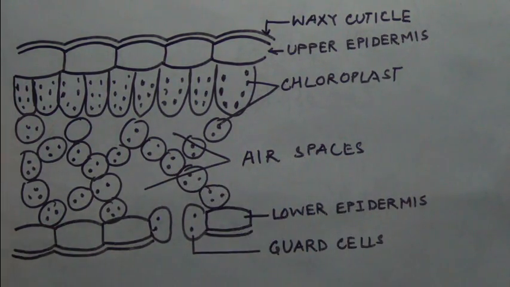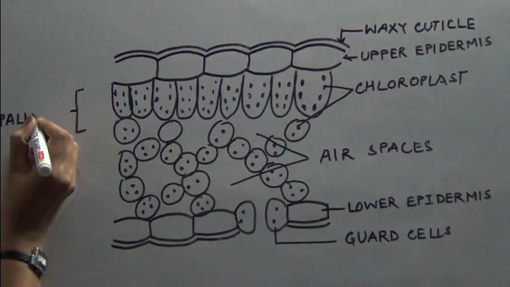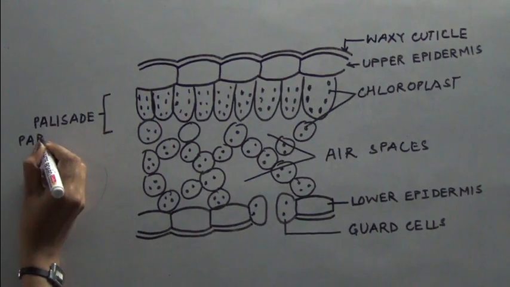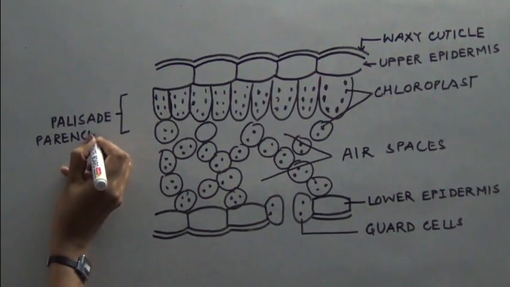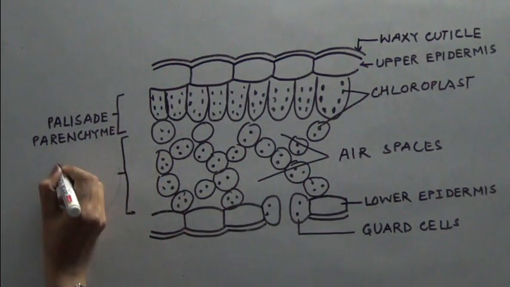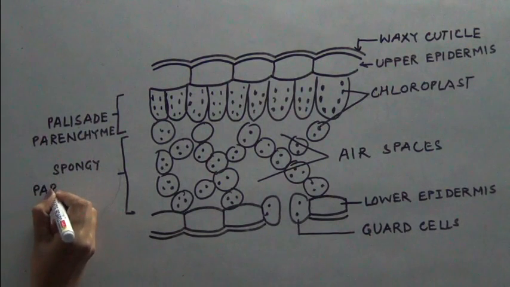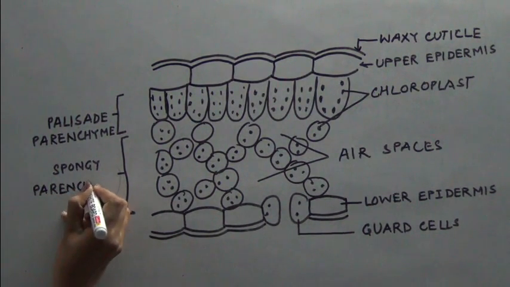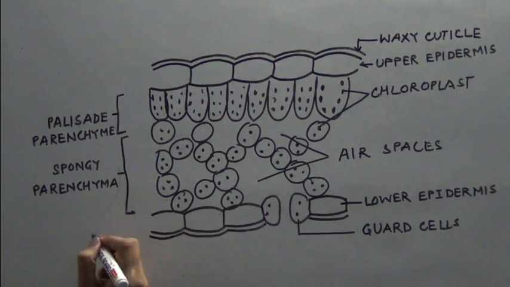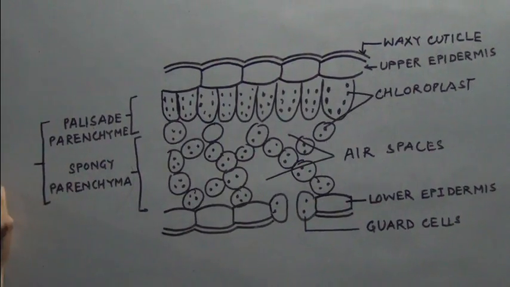Now some extra labeling. This layer is called palisade, P-A-L-I-S-A-D-E parenchyma, and the remaining part is called the spongy parenchyma because it has a number of air spaces. As you know, parenchyma is the most abundant plant tissue found in plants. Together these 2 layers, they constitute the mesophyll.